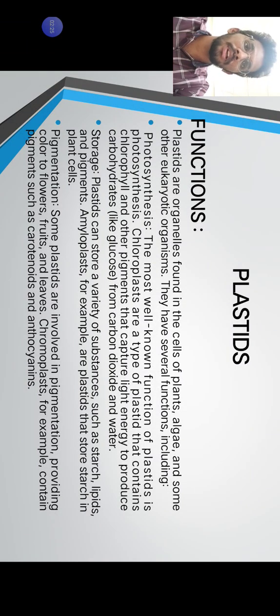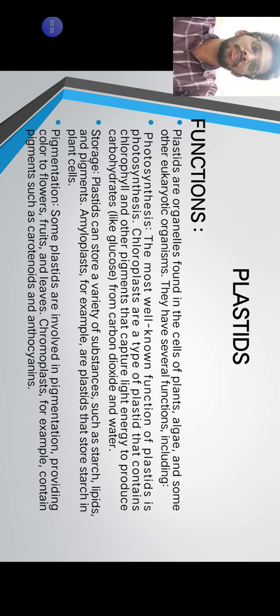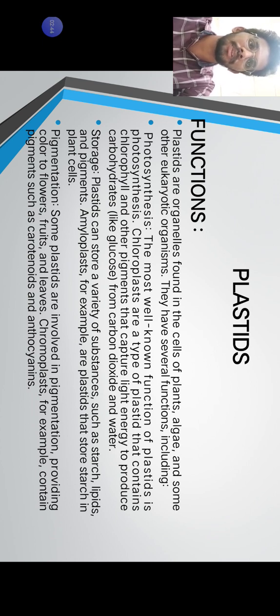Functions of plastids. Plastids are organelles found in the cells of plants, algae, and some other eukaryotic organisms. They have several functions, including photosynthesis. The most well-known function of plastids is photosynthesis. Chloroplasts are a type of plastid that contains chlorophyll and other pigments that capture light energy to produce carbohydrates from carbon dioxide and water.